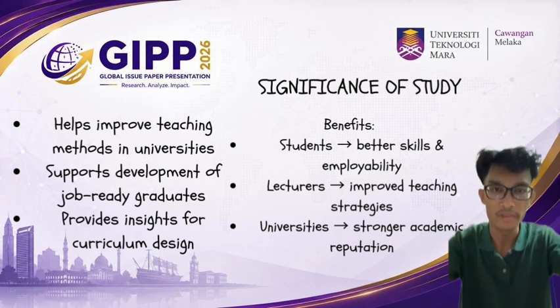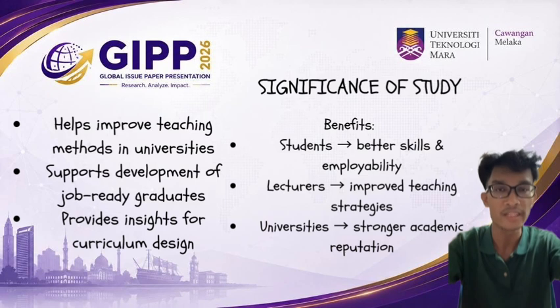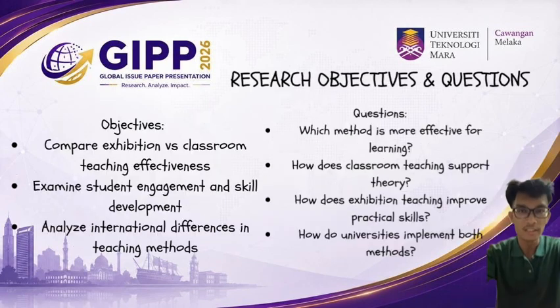In terms of benefits, students can develop better skills and improve their employability, lecturers can enhance their teaching strategies, and universities can strengthen their academic reputation by producing more competent graduates. Overall, this study encourages the adoption of a blended learning approach that integrates both classroom and exhibition teaching methods for more effective learning outcomes. The study is guided by several key research objectives.